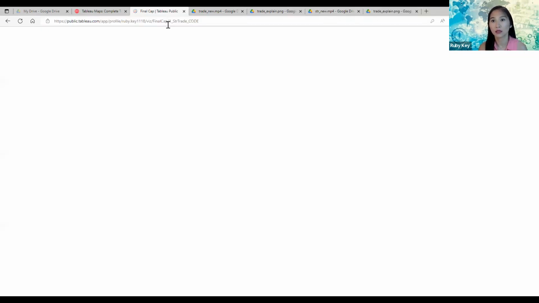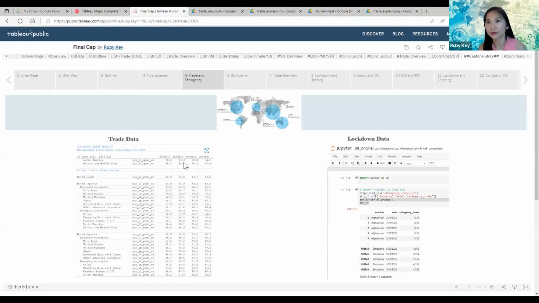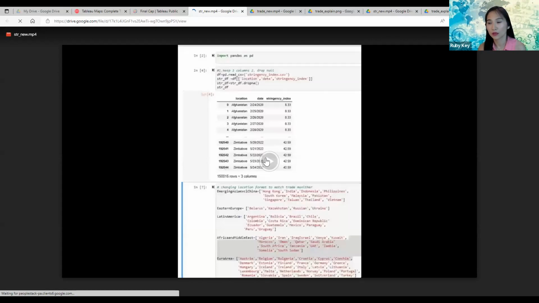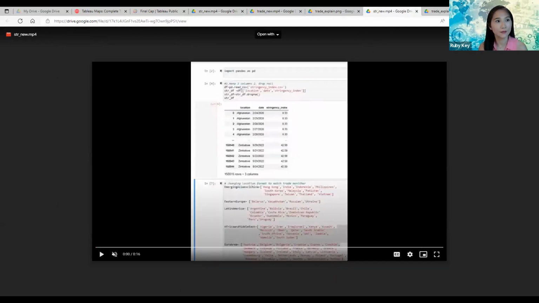And here, for my lockdown data, let's see the place. Okay, here. First, I keep the columns that I need, which are the location, the date, and the stringency index. And as you can see, it looks really organized and normal.